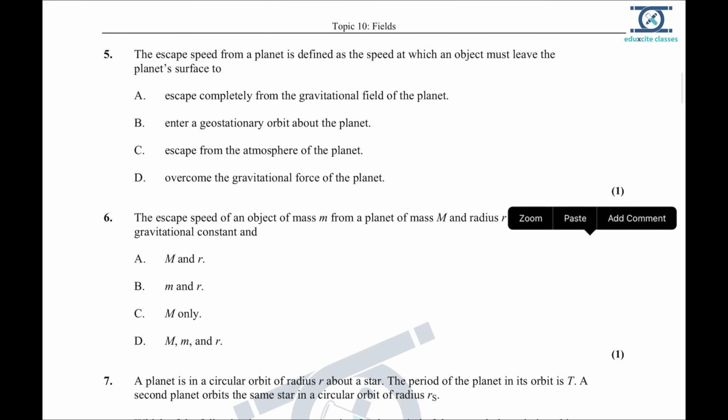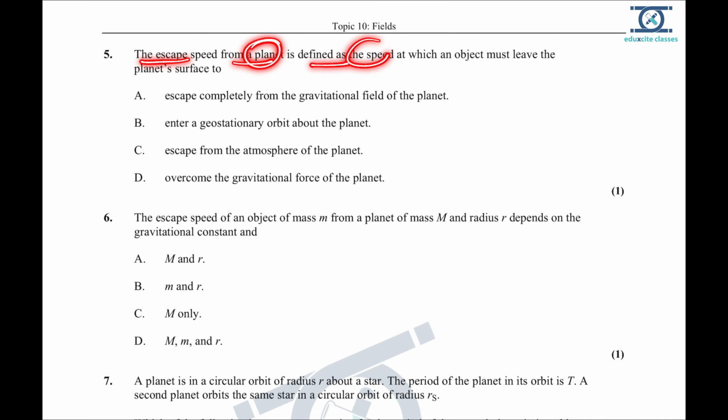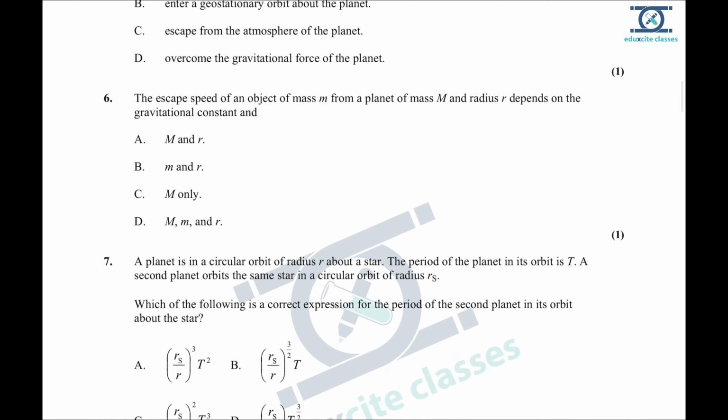Now question number 5. The escape speed from a planet is defined as the speed at which an object must leave the planet's surface to. So it is a direct question. We have discussed that the escape speed is the minimum speed that is required for an object to move completely out of the gravitational field of that planet. That is option A.